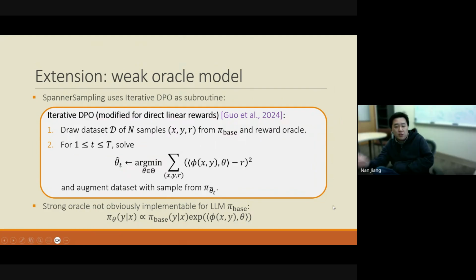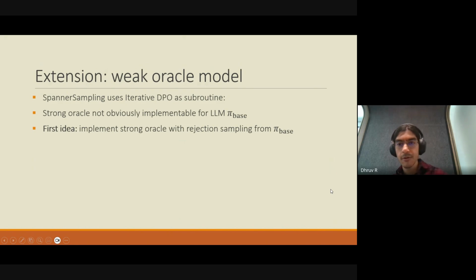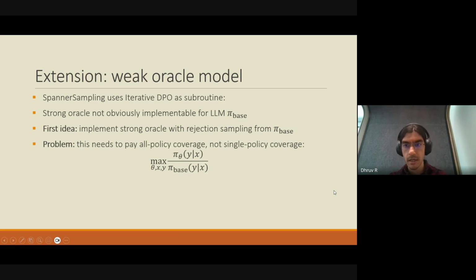Oh, so what if you just do rejection sampling? Yes, that's a great question. So the first idea would be to just implement the strong oracle with rejection sampling from pi base. And the issue is just that now we're paying for all policy coverage in our computation. Because for arbitrary policies pi theta, we need to run rejection sampling.